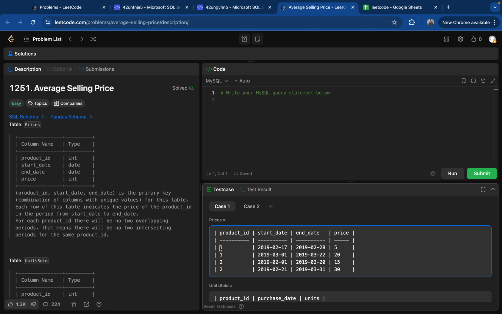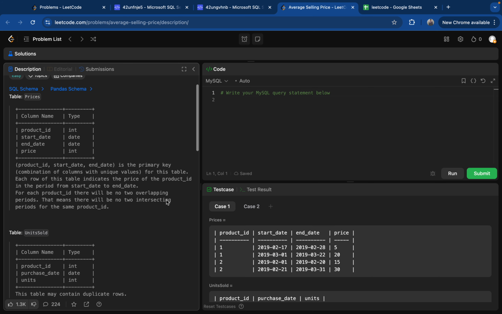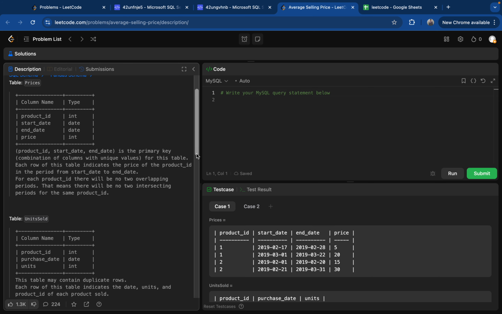So the price of one product is 5 during this time frame. The price of the same product will be 20 during this time frame. So in order to get the primary key, we have to make the combination of product ID, start date and end date. Each row of this table indicates the price of the product ID in the period from start date to end date. For each product ID, there will be no two overlapping periods.